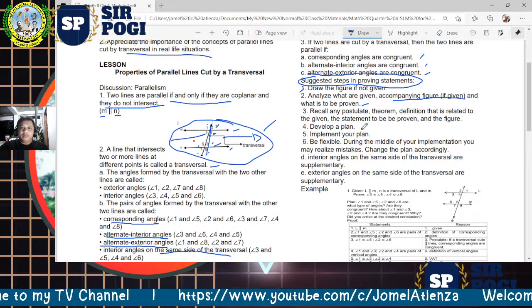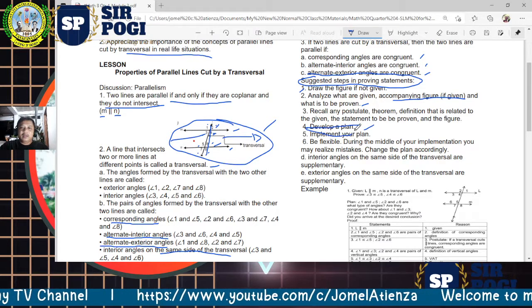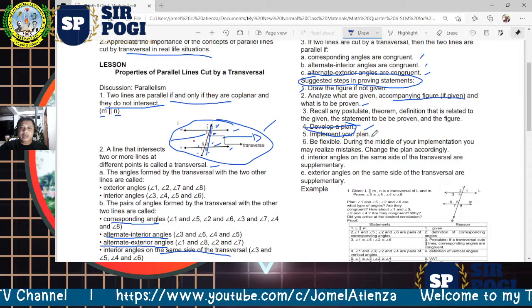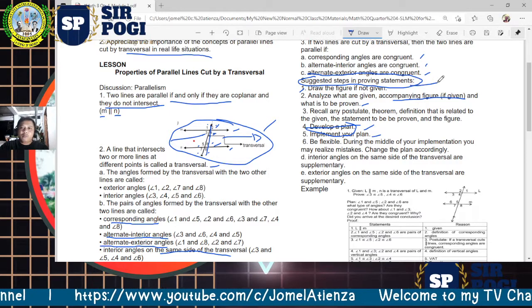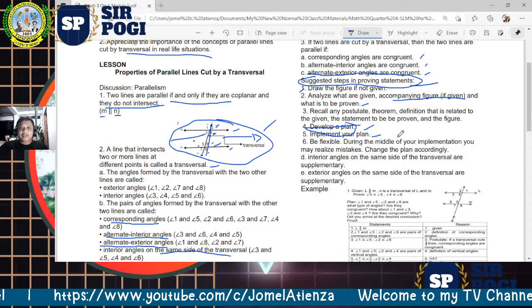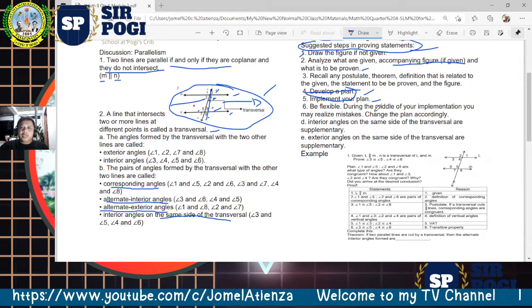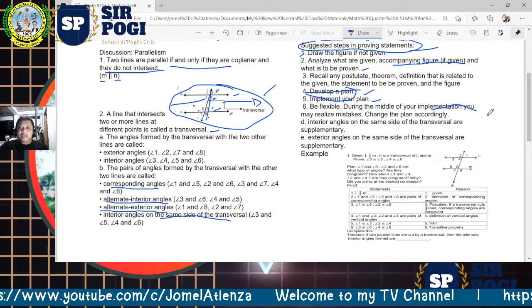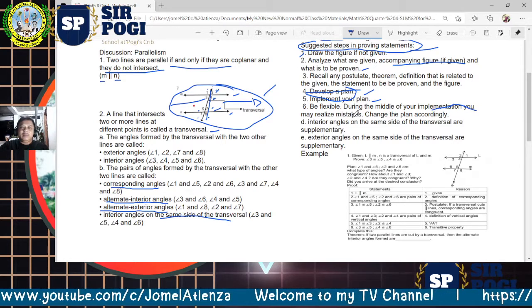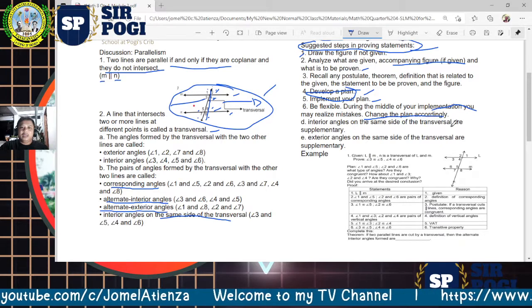Then, number 4, develop a plan. So, mahalaga po na magkaroon tayo ng developing a plan. Then, implement your plan. Ito yung kung paano tayo magpo-prove ng statements. And then, number 6, be flexible during the middle of your implementation of your plan. Maybe you may realize mistakes, so you are going to change the plan accordingly.